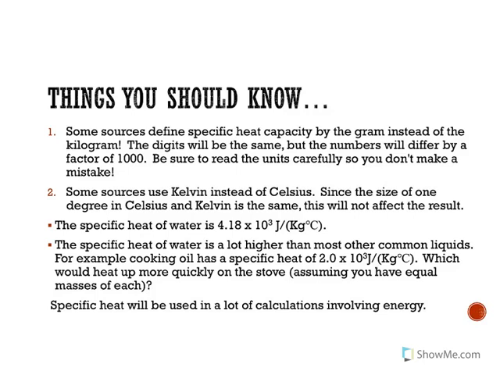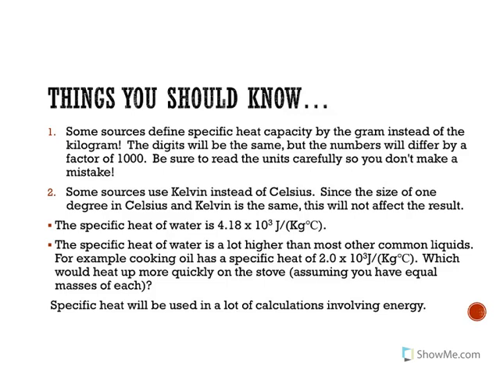Some sources use Kelvin instead of Celsius. Since the size of 1 degree in Celsius and Kelvin are the same, this doesn't affect the result. The specific heat of water is 4.18 times 10 to the third joules per kilogram degrees Celsius.